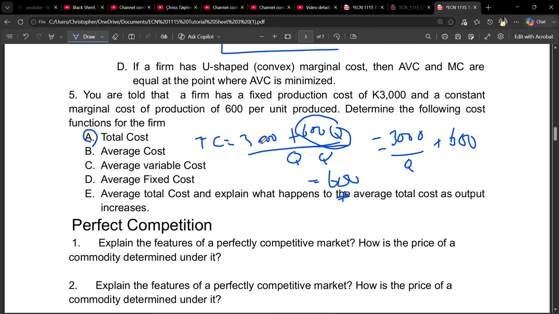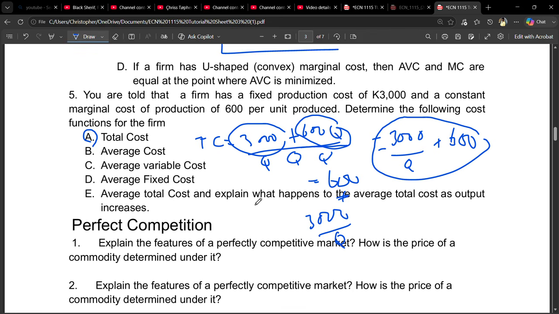Average fixed cost, you get this one without a Q. We just divide it with Q. We get 3,000 divided by Q. Average total cost is going to be everything here divided by Q, and it's the same answer that we just found here. And explain what happens to the average total cost as output increases.